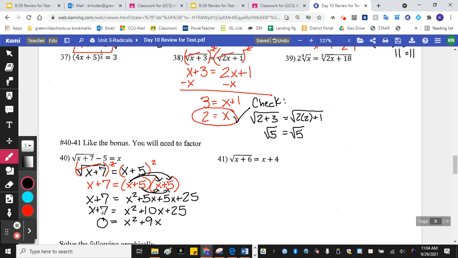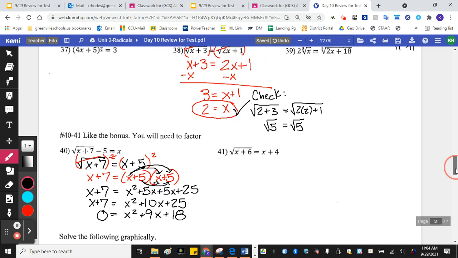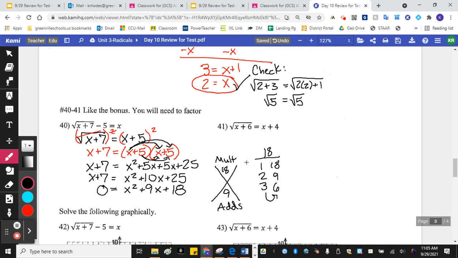25 minus 7. You said it. 25 minus 7. You didn't get 17. Positive. Now you're messing with me. It's 18. It's not negative. 18.